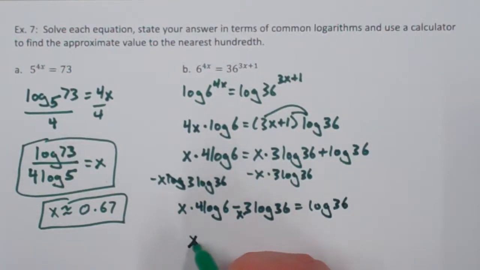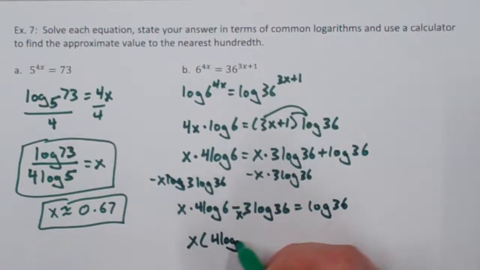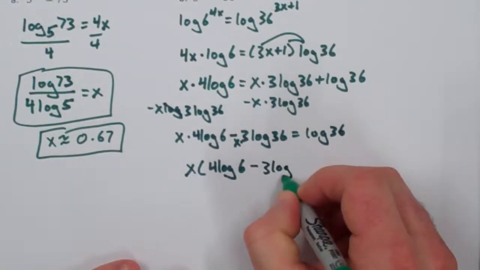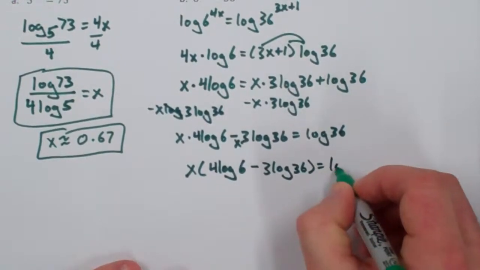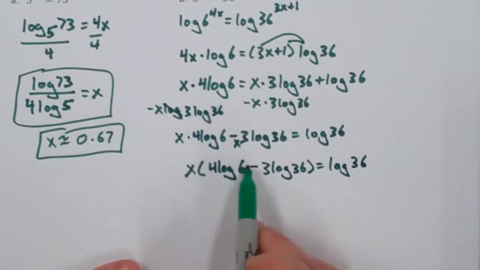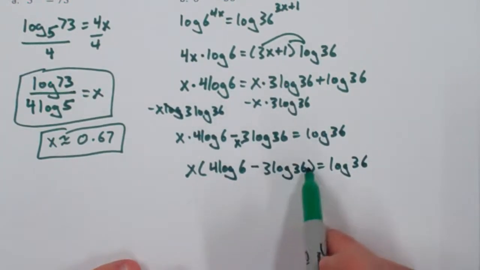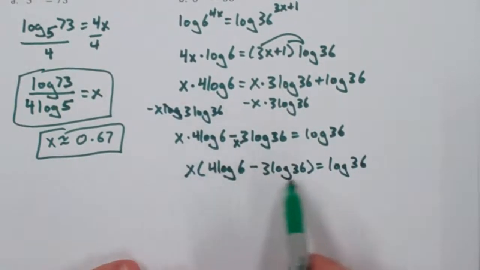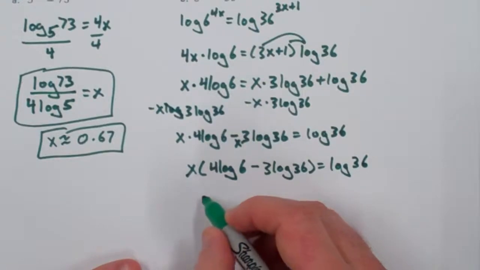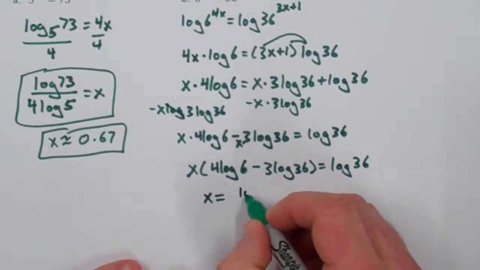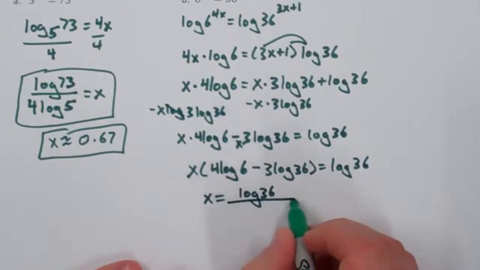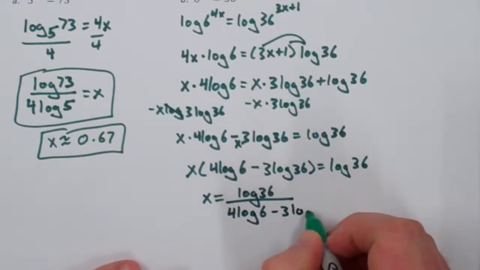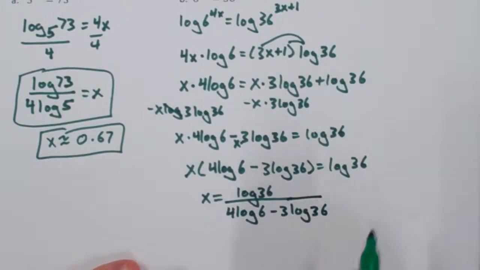We can factor this x out. We'll have 4 log of 6 minus 3 log of 36, and that's equal to log of 36. Remember that this is just one value, it's just one number, so just like if you had maybe 4x is equal to 12, you would divide by whatever this coefficient of x is, and we can do the same thing here. So x will be log of 36 over 4 log of 6 minus 3 log of 36. This is our exact value.